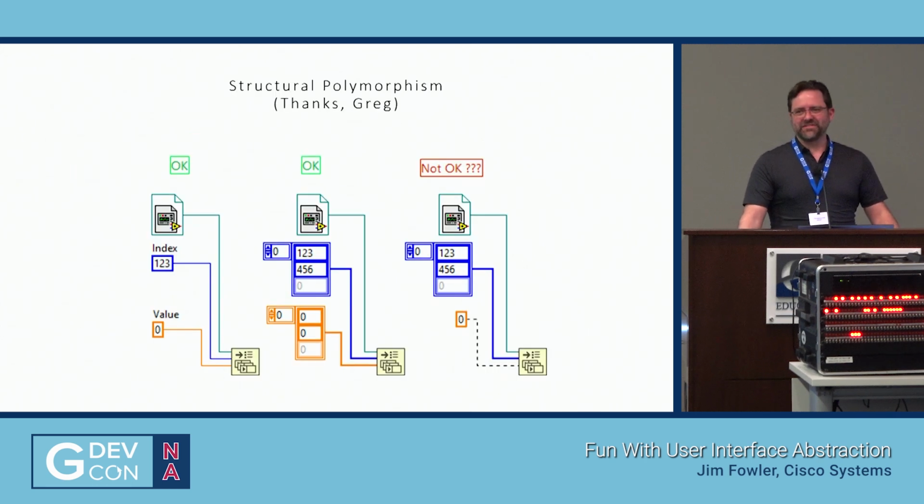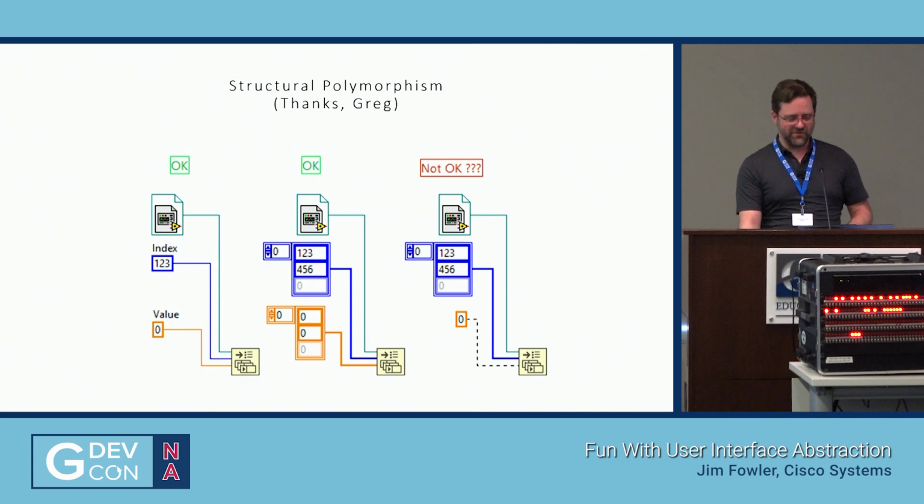So I actually added this slide when Greg was giving his presentation. I'm like, yes, the term for this is structural polymorphism. And this is just a funny quirk. The way this works, you can write to a single index with a single value, multiple indices with multiple values. But one of the things that I actually do quite often is I write to multiple controls with a single value, but you can't do that for whatever reason.